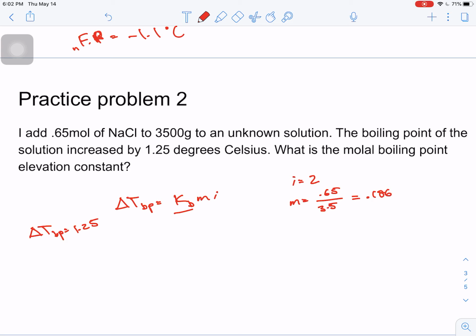I'm going to set it up so that I don't have to switch it around. So that's going to be Kb equals my change in boiling point over mi. And all I did is divide both sides by mi, and then I switched it around. So Kb equals the change, which is 1.25 degrees Celsius, over 0.186 times 2, and that is 3.37. All right, and that is our Kb. So fairly high Kb, right? But that is how you need to be able to do these problems.